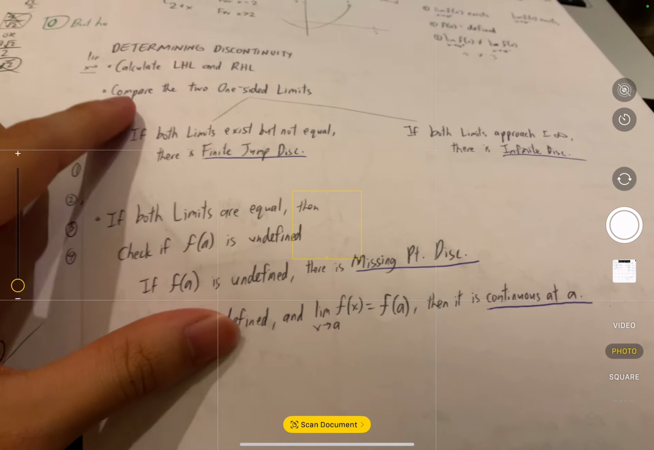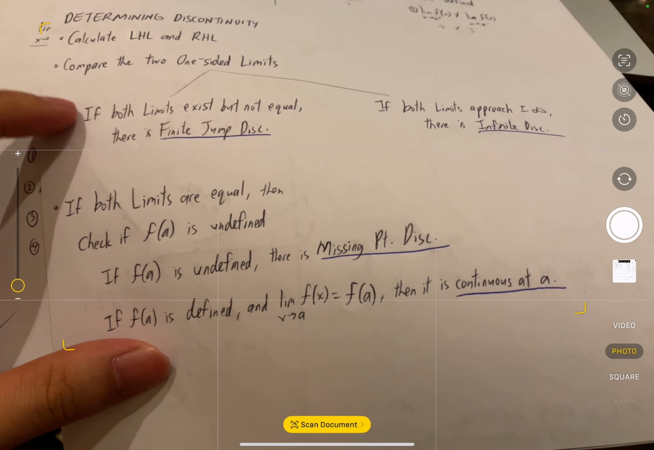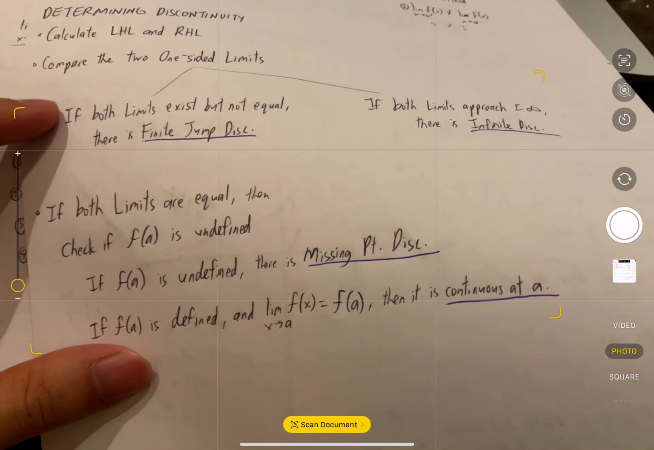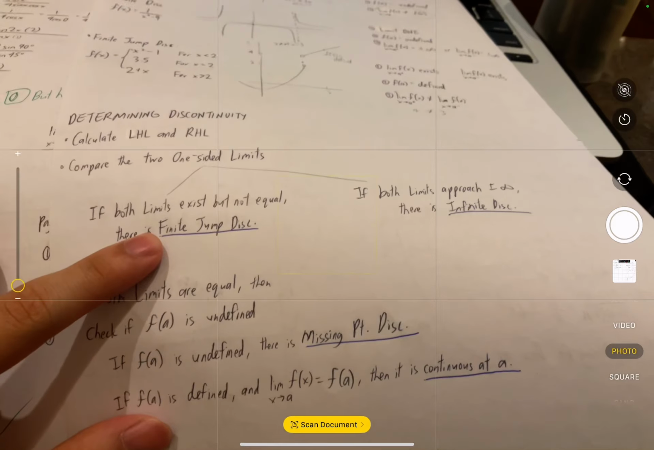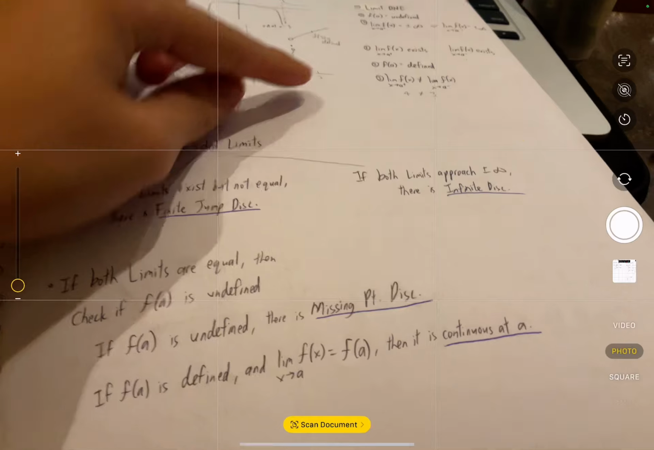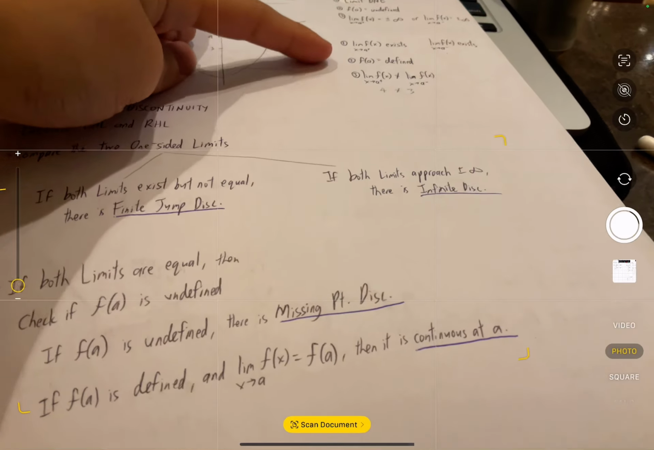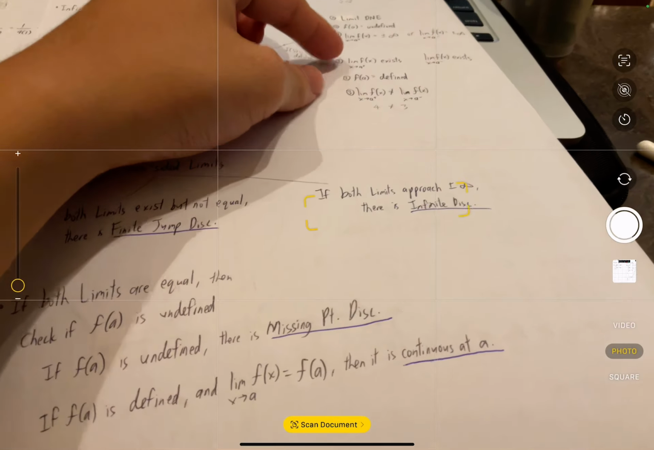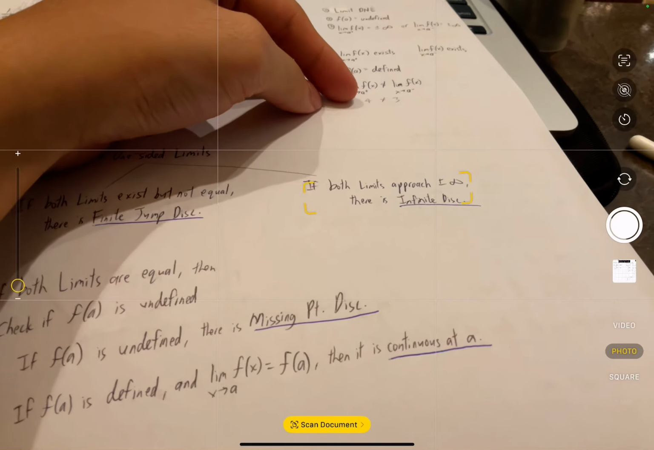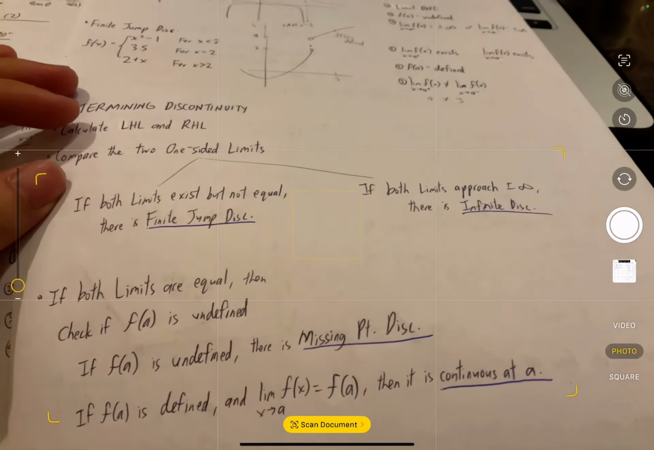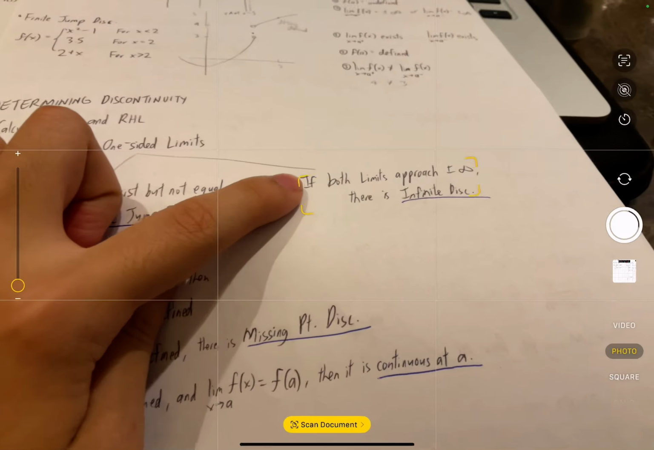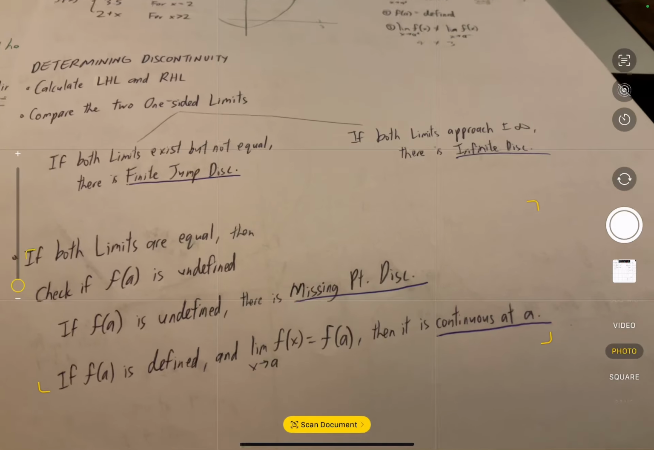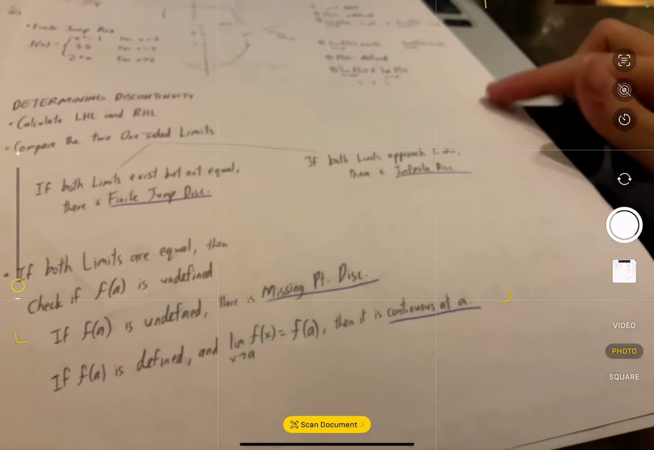So essentially, if both limits are observed to exist but they are not equal, that's a finite jump, like I said earlier. So the condition for that is both limits exist from the right and left hand limit, but they're not equal. For example, 4 is not equal to 3. But then if both limits approach positive or negative infinity, then there is an infinite discontinuity for as long as infinity is involved.